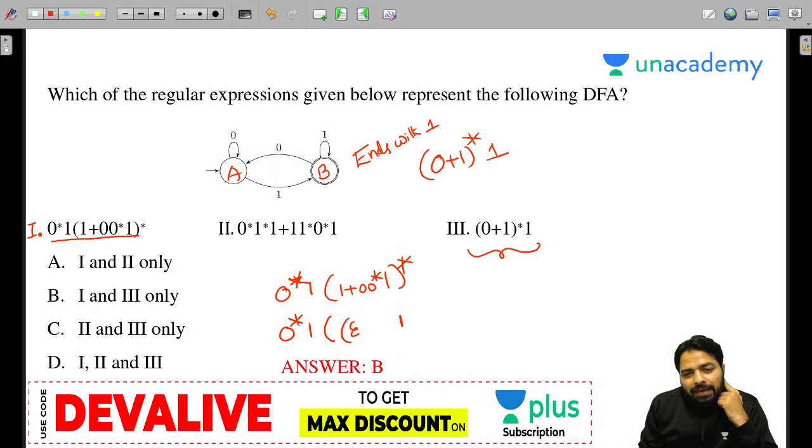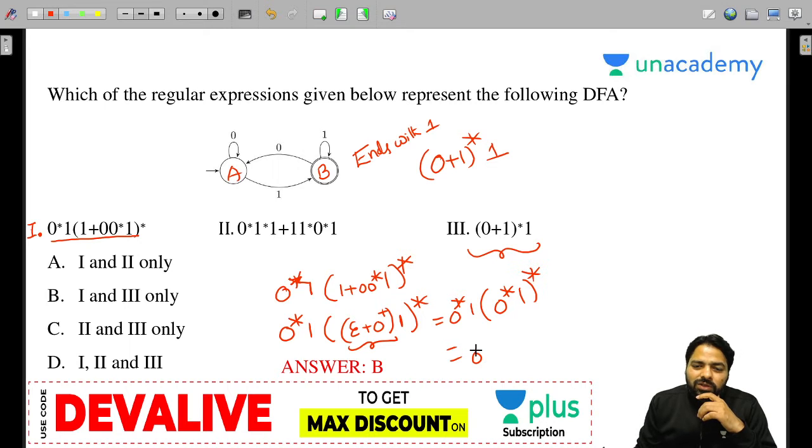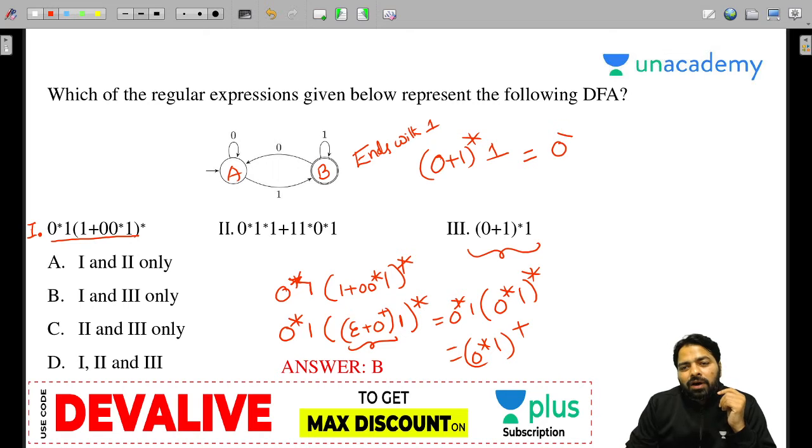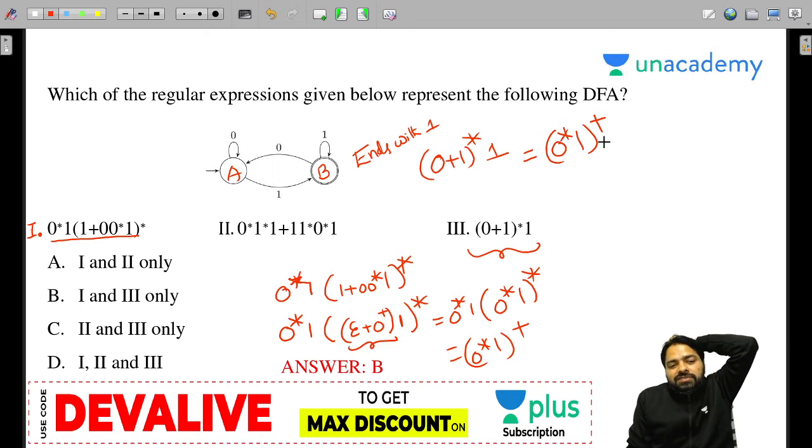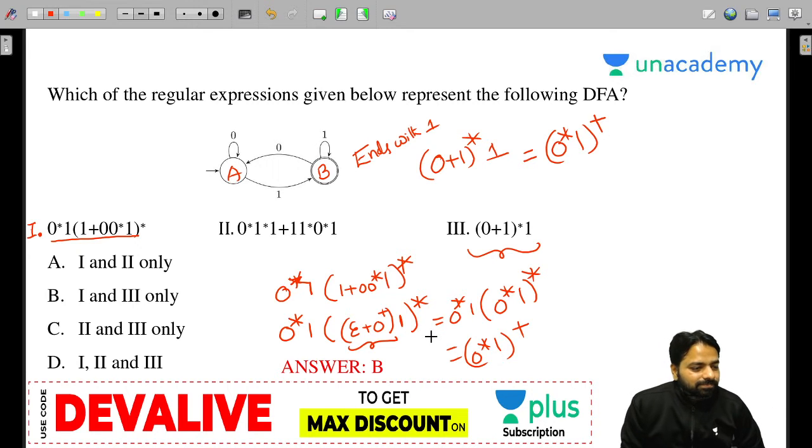So here you will see epsilon plus 0 plus, because 0 0 star is 0 plus. And you know this is equal to 0 star. So 0 star 1, 0 star 1 whole star. And this is equal to 0 star 1 whole plus. You know that there is another form of the expression, which is 0 star 1 whole plus. This also ends with 1. All the strings ending with 1 are covered.